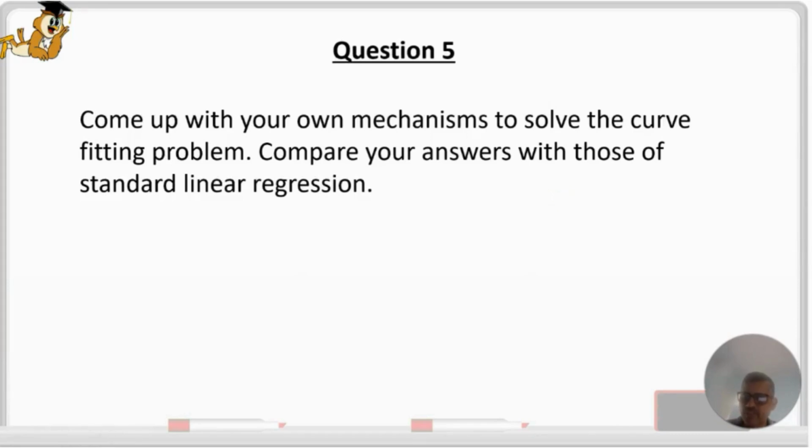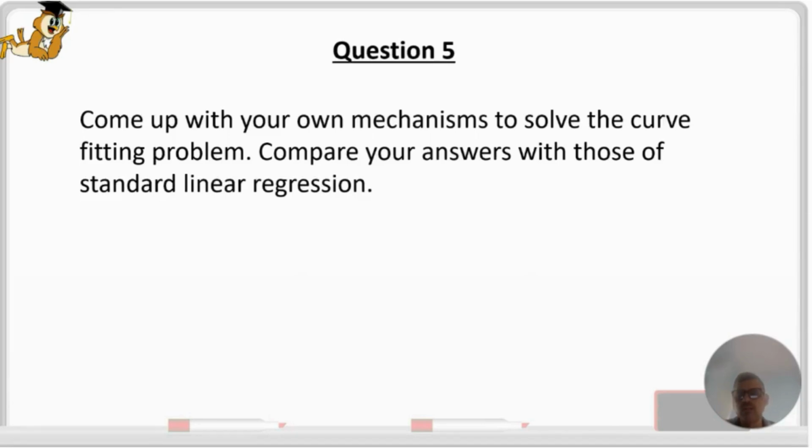Question 5. This is a little bit of an interesting one. You know, the linear regression problem in a way can be thought of as a curve fitting problem, right? You're fitting a curve into your data. The curve is actually a linear straight line or a hyperplane. In 2 dimensions, it's a straight line. In multiple dimensions, it's a hyperplane. But you're trying to find the best hyperplane that fits the data. So in a way, it's like a curve fitting problem.